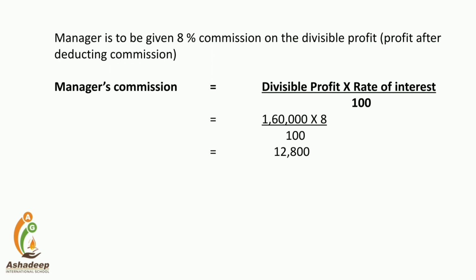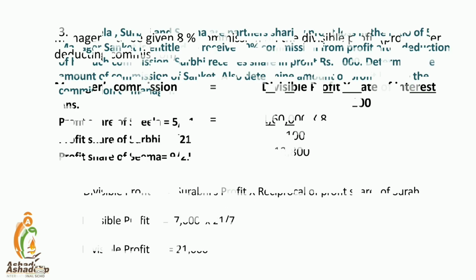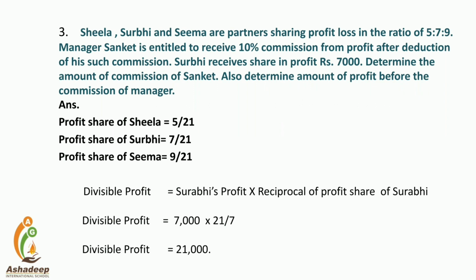Okay, now move towards the next question, and that is the third one. In this question also there are three partners, Sheila, Surbi and Sima, who are sharing their profit and loss in the ratio of 5:7:9. Manager Sanket is entitled to receive 10% commission on profit after deduction of such commission. Surbi receives a share in profit of rupees 7,000. Determine the amount of commission of Sanket. Also determine the amount of profit before the commission of manager. This question is almost 80% similar to our last question.